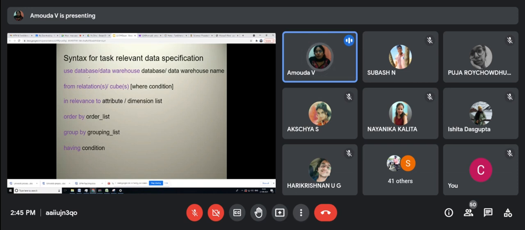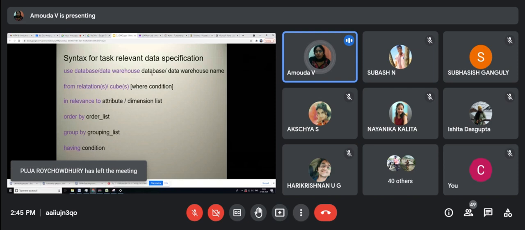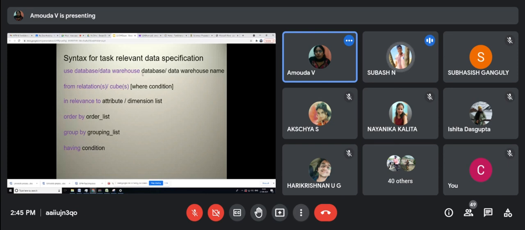Suppose I want to give the syntax for a database. Forget data warehouse. Then I'll say use database student management system. Understood? Yes, ma'am. MSc students know this very well. I need not explain. Use database student management system.